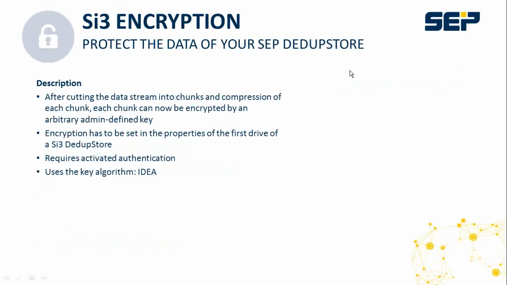Yeah, Si3 encryption means that we can encrypt our DedupStore now. We already were capable of encrypting native disk storage or data store with the AES 256 algorithm. It was also possible to encrypt the data on tape, of course. And now we are able to encrypt our DedupStore. The data stream comes into the memory. We are doing an in-memory inline deduplication. The data stream will be cut into chunks, into little blocks. All these blocks are compressed, and now they are also encrypted.